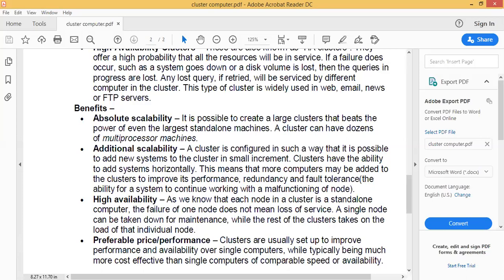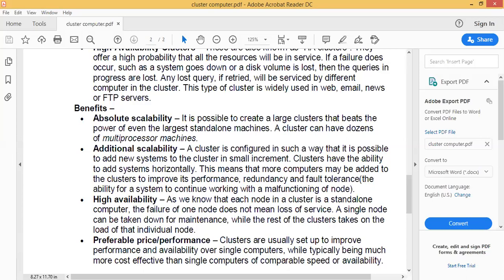And additional scalability. A cluster is configured in such a way that it is possible to add new systems to the cluster in small increments. The cluster has the ability to add systems horizontally. This means that more computers may be added to the cluster to improve its performance, redundancy, and fault tolerance.